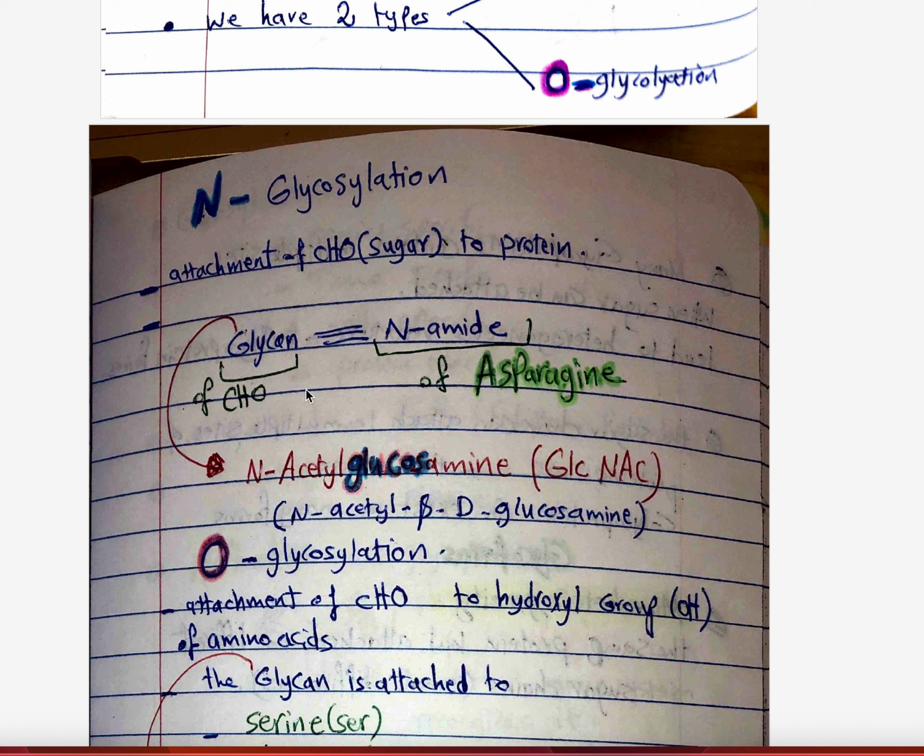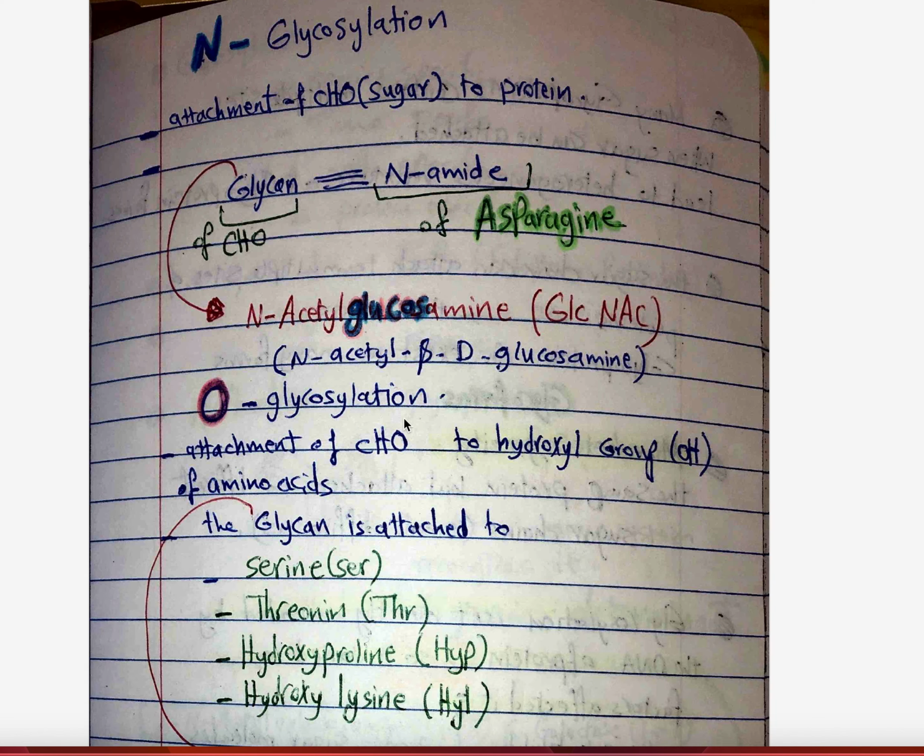As you can see here, it's N, and it binds to, for example, an amide of asparagine, because we know that asparagine has a side chain with an amide group, but actually it binds to the N of the amide group. Okay, and that leads to N-acetyl glucosamine. Okay, N-acetyl beta-D-glucosamine.